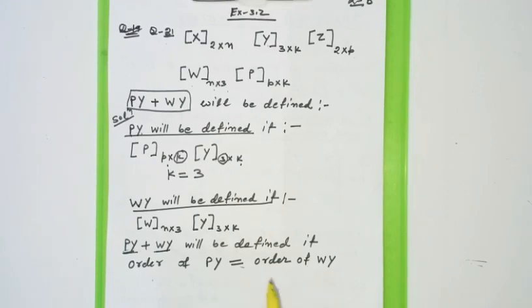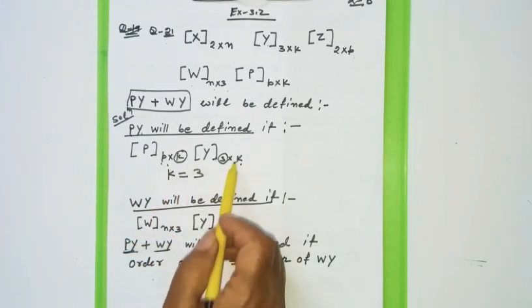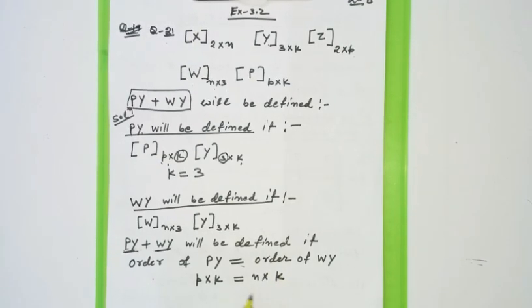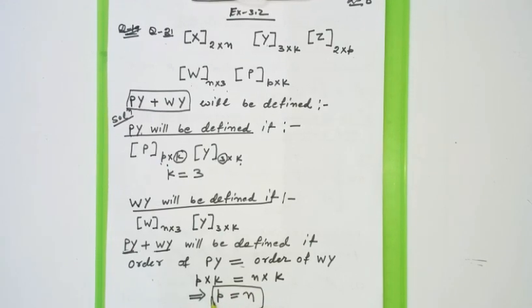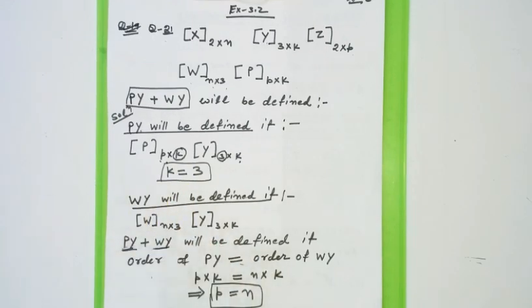So let us see what is the order of PY. The order of PY will be p cross k, and the order of WY will be n cross k. So that means p cross k should be equal to n cross k. This implies that p should be equal to n. So we have got two results from this discussion. One is that p should be equal to n and the second is that k should be equal to 3.